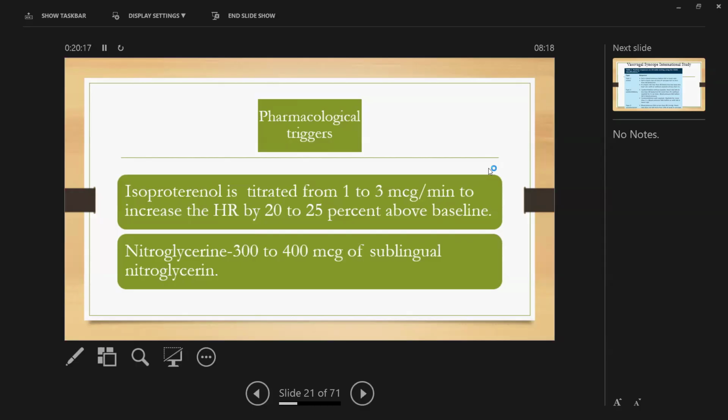Another thing is isoproterenol. How it helps is that it mimics the sympathetic system, so it increases the heart rate. When the heart rate increases, the C fibers of the heart get activated, and this stimulates vagal tone, a secondary vagal tone. The reflex vagal tone finally decreases the heart rate and leads to vasovagal syncope.